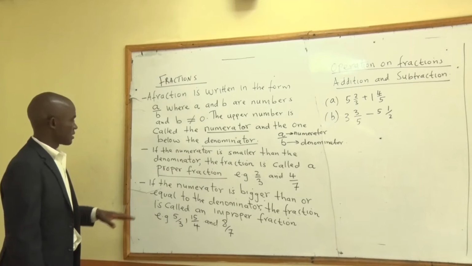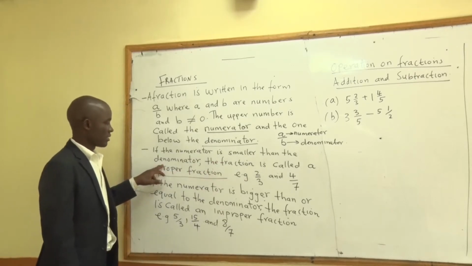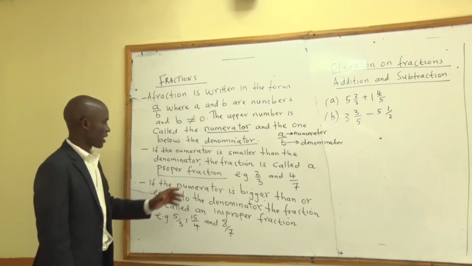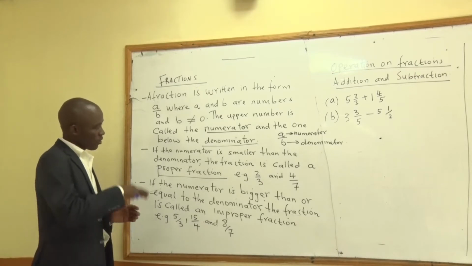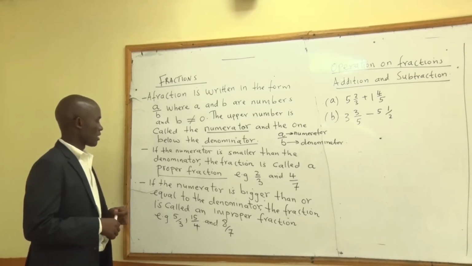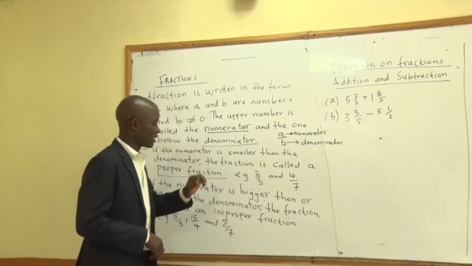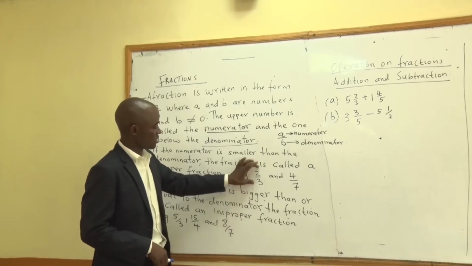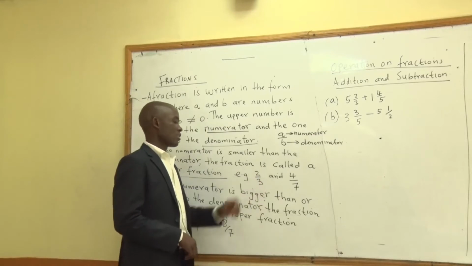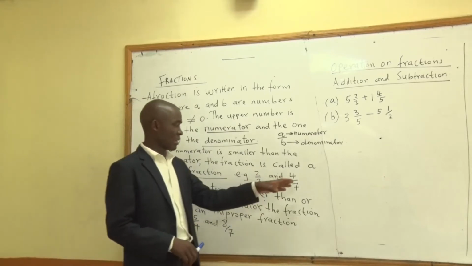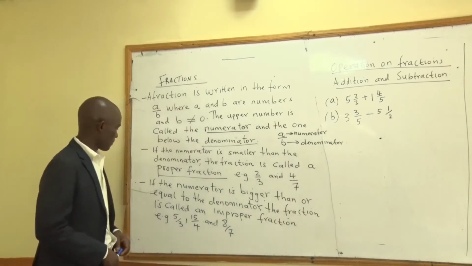The next point is, if the numerator is smaller than the denominator, the fraction is called a proper fraction. So if the upper number is smaller than the lower number, then such a fraction is called a proper fraction. An example is 2 over 3. You can see 2 is smaller than 3, so this is a proper fraction, meaning no further simplification can be done to this fraction. Another example is 4 over 7. 4 is smaller than 7, that is a proper fraction.